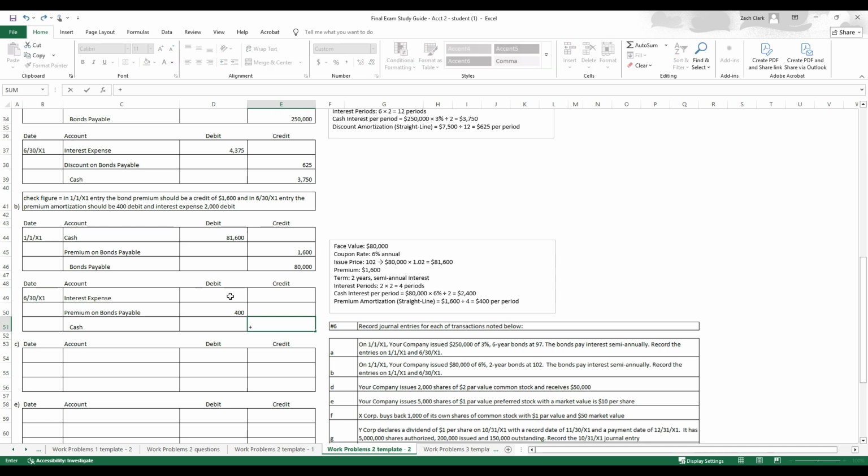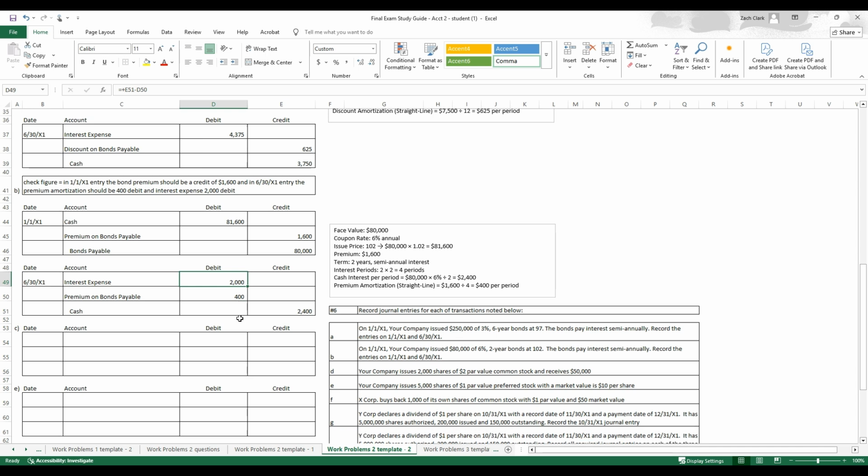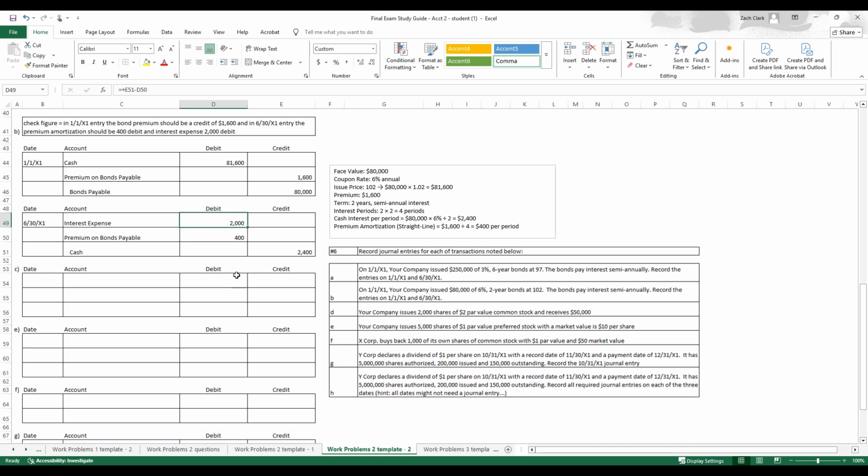The amount of cash that we're going to pay is the 80,000 times the interest rate, 0.06, divided by 2, because it's 2 payments per year. So I get 2,400. You can kind of see that here, cash payment per period. And then our interest expense will be lower than it would be otherwise because we have the premium. So we take the 2,400 minus the 400 amortization to make our interest expense 2,000. Okay.